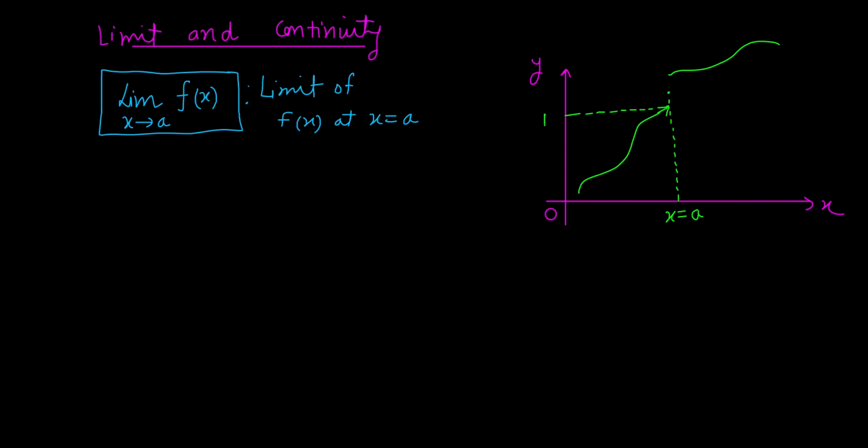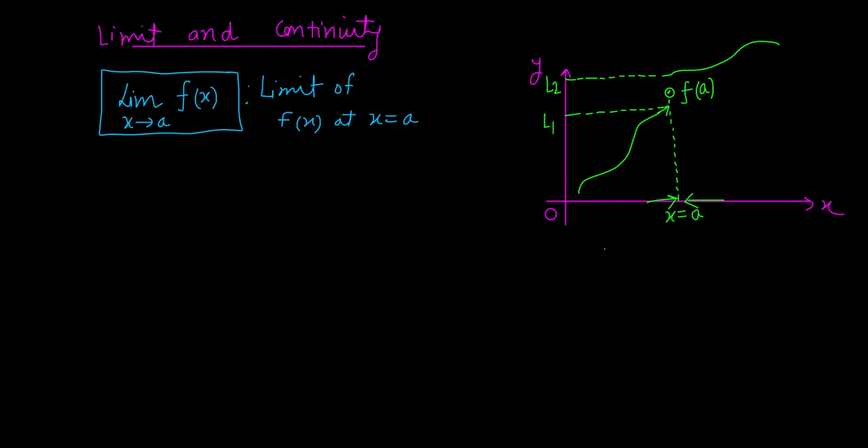Suppose I say this is point L1. This was the point towards which the function's value was approaching as we approached x equal to a from the left hand side. Similarly, suppose as we approach x equal to a from the right hand side, the function's value approaches some other point, say L2. And the actual value of the function at x equal to a is given by this value. This is f(a), the value of the function at x equal to a.